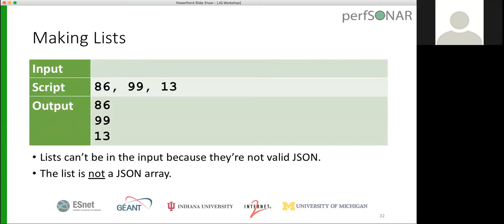Here's a really simple short script that makes a list. I'm just doing three constants separated by commas: 86, 99, 13, and that produces a list 86, 99, 13. You can't have these lists in the input because they're not valid JSON. It's also worth pointing out that the list is not a JSON array. It's just this amorphous list that JQ passes around in between filter items.